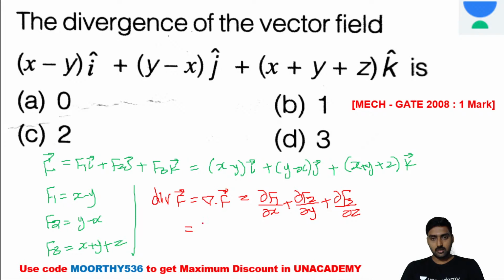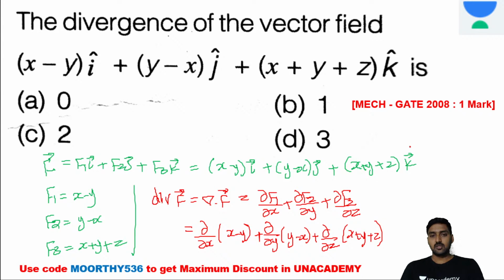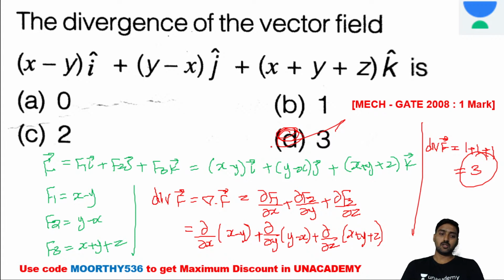Now substitute the values. It's dou divided by dou x of (x minus y) plus dou divided by dou y of (y minus x) plus dou divided by dou z of (x plus y plus z). If you substitute, the divergence of f vector is equal to, with respect to x, 1, with respect to y, 1, and with respect to z, again 1. So it's equal to 3. Now the divergence of the vector field is equal to 3. Is it clear?